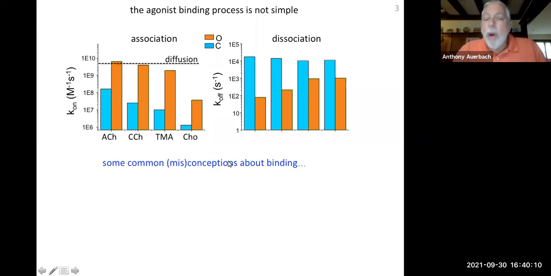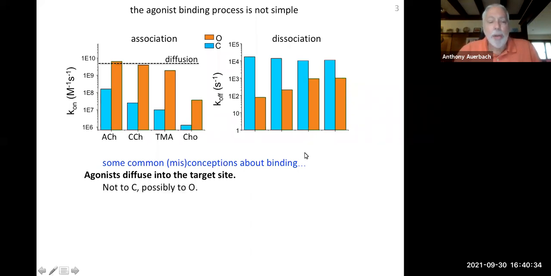So let's see what this also reflects on some common conceptions about binding. If you ask many people about binding, they would say agonists diffuse into the target site. I've seen this written in papers, even papers by very fancy people working on nicotinic receptors. They start their paper by saying ACh diffuses into the target site. Well, that's not true. Definitely not true to C, possibly to O. So the diffusion rate we've given here is 4 times 10 to the ninth. And some of these guys don't have any rotors, so it's not like you're waiting for the ligand to fold up into the right state.